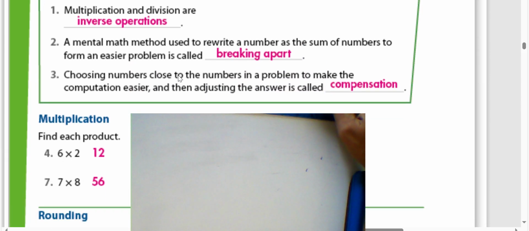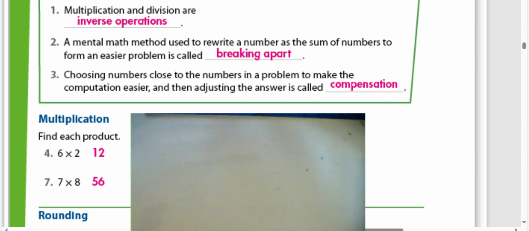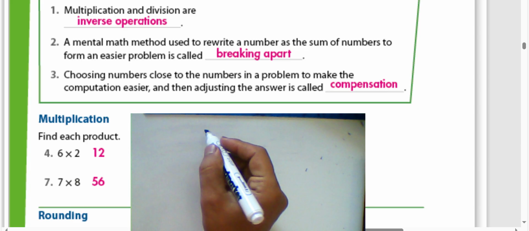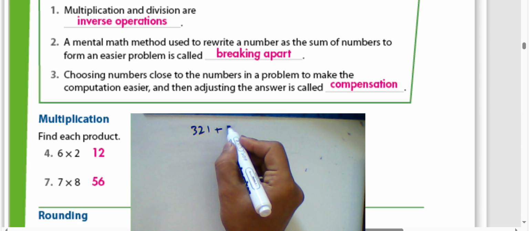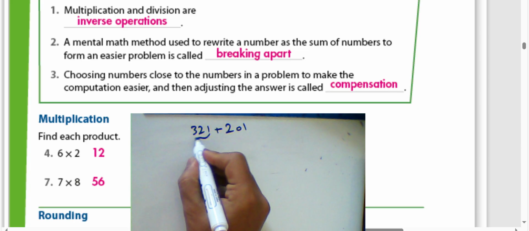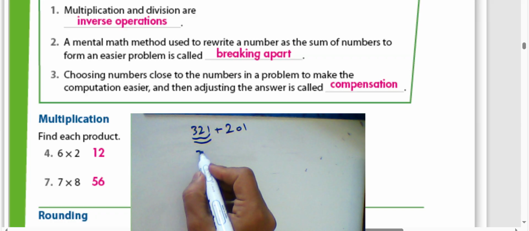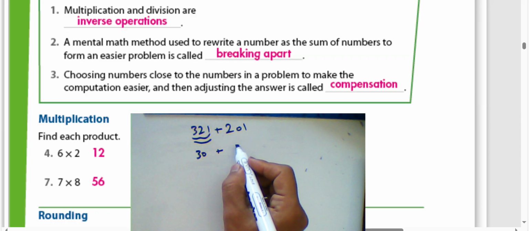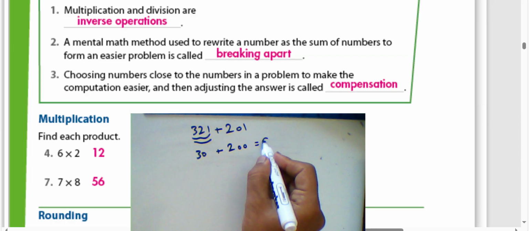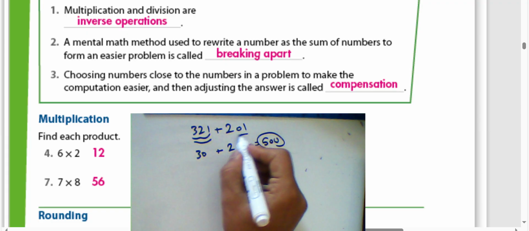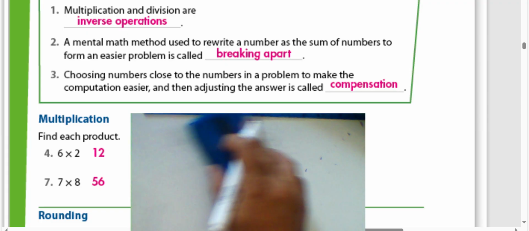Number 3, choosing numbers close to the numbers in the problem to make the computation easier and adjusting the answer is called compensation, like estimation. What about 321 plus 201? We know 321 rounds to 300 and 201 rounds to 200. Since the sum of them is nearest to 500, we call it compensation.